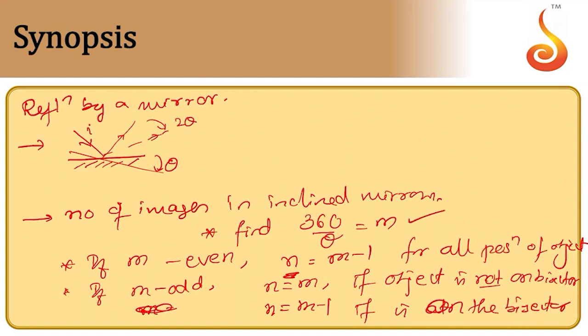So the trick is to get the value of m. What is that m? 360 by theta. And if m is even, then n, that is the number of images formed, is m minus 1 for any position of the object. And if this turns out to be odd, then n is equal to m if the object is not on the bisector, otherwise it is m minus 1. And if m is a fraction, then you may ask, what about this one? Then n is the nearest even number.